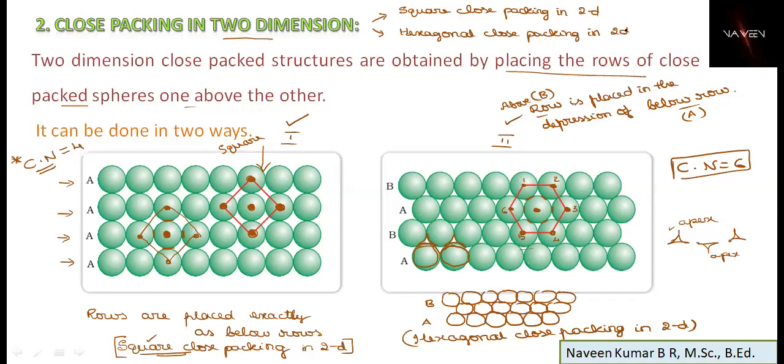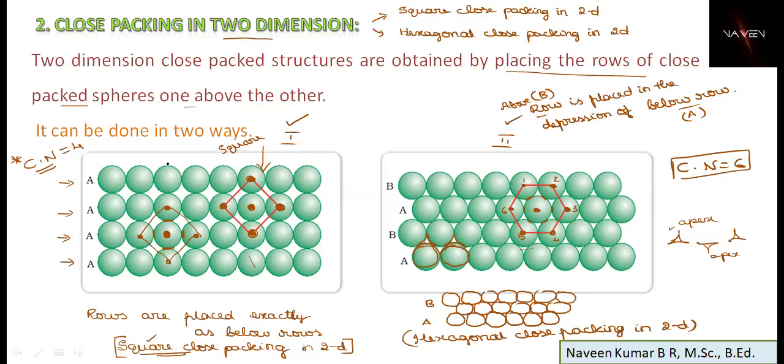So first to understand, in 1 dimension, it is the arrangement of all the particles in a row, whereas in the case of 2 dimensions, it is placing the rows one above the other. Just to give the information of square close packing and hexagonal close packing, here 4 rows are mentioned. So like this, we need to imagine the entire crystal arrangement. Hope the information is clear.